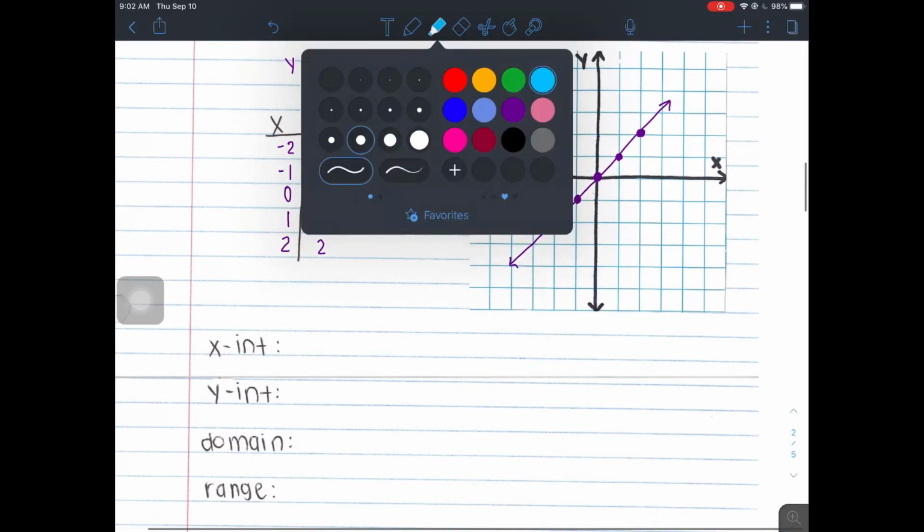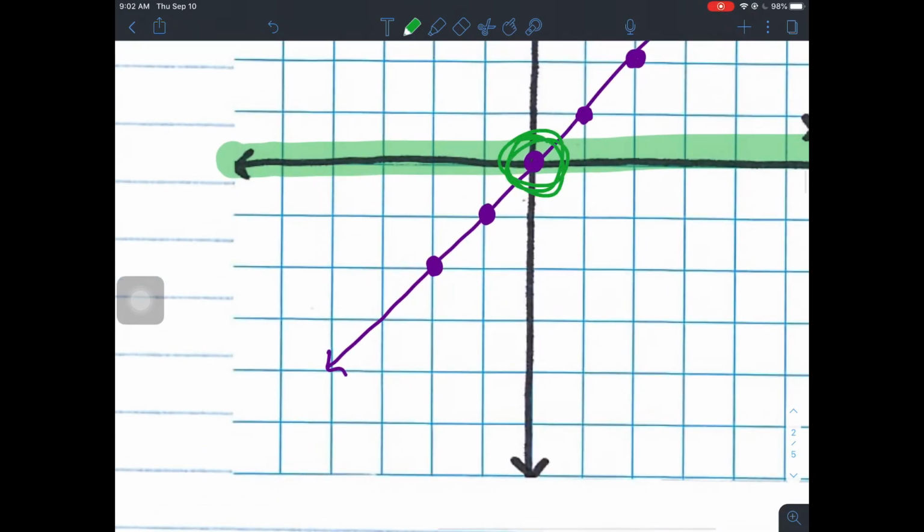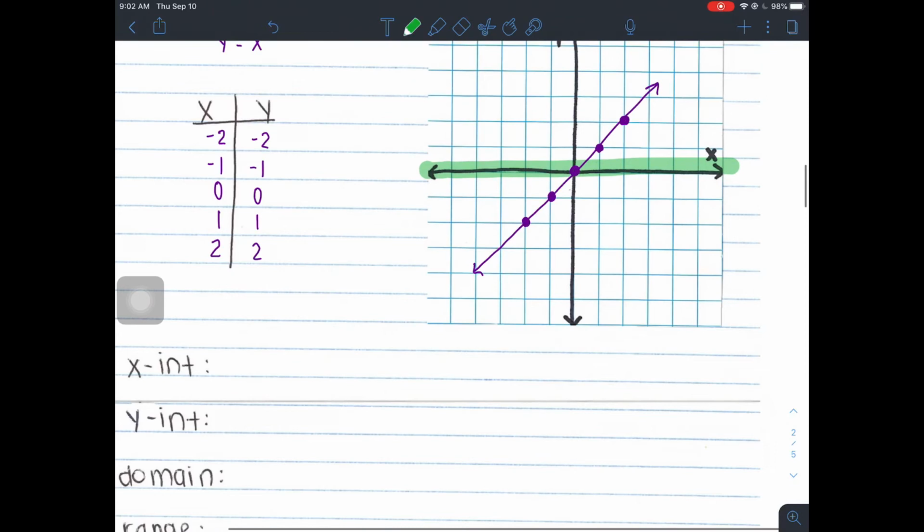Okay, so we're going to go ahead and identify our x-intercept first. Remember, the x-intercept is located on the x-axis. So I'm going to highlight my x-axis here. And then I want to think about, where does this graph cross the x-axis? Well, it crosses at the origin. Now, the origin is known as the center of a graph, which is also known as 0, 0.